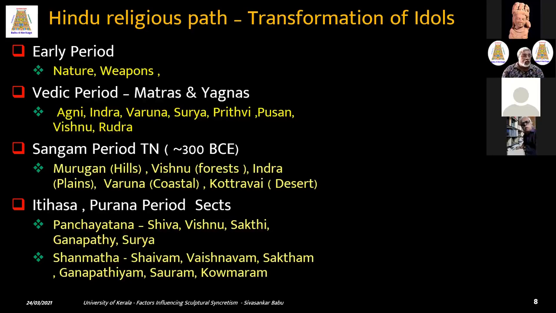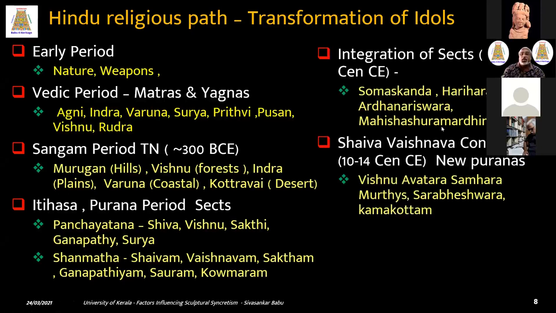And with this concept, the Shanmata concept of Shaivism, Vaishnavism, and Sakta, each having their own set, started. Later on, there was an integration of these sects at a later period, coming into a common Hindu Sanatana Dharma or religious concept, where all the sects were united for a common worship. So this led to a lot of new iconography and sculptures like Somaskanda, Harihara, and Ardhanarishvara, and some of the idols changing in character, from an aggressive character to a benign character, or through a change in relationships.